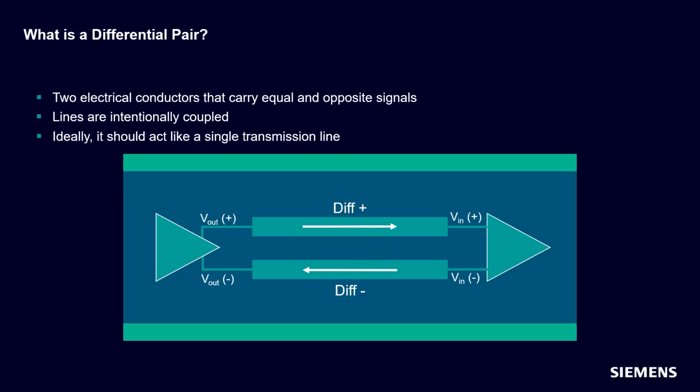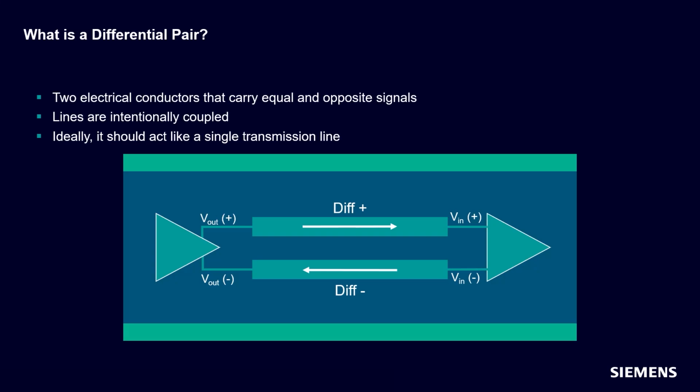Because the current flow is in opposite directions, their electromagnetic fields couple, which helps contain the signal energy between the two traces and reduces how much noise they radiate into the surrounding circuitry. This inherent coupling provides noise immunity.